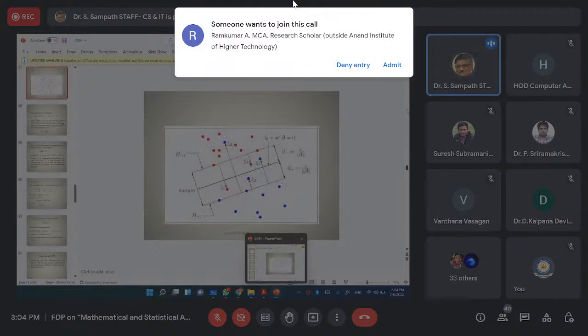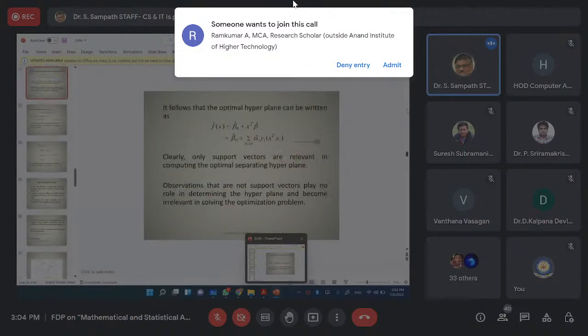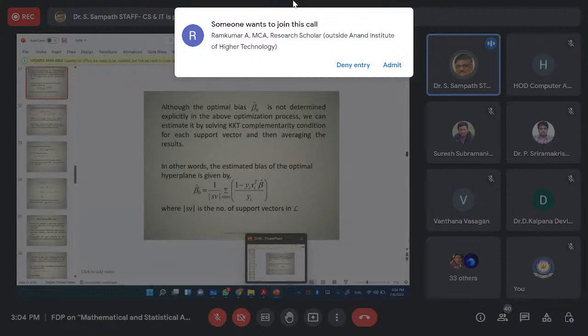So it is going to be beta naught plus... I think I have a very poor memory. That is why I keep on forgetting.